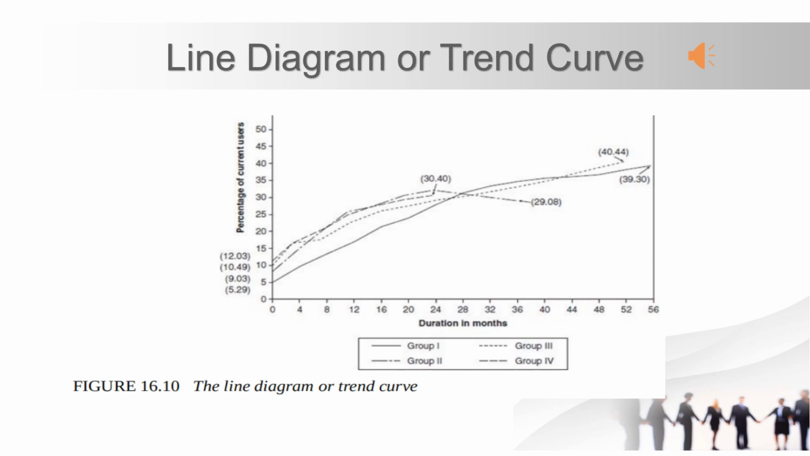Figure 16.10 is the line diagram, or the trend curve. You also have the legend there: group 1, group 2, group 3, and group 4. So you have the duration in months, and the percentage of current users. You have a corresponding line graph, and also a legend for you to be able to determine if this is group 1, group 2, group 3, or group 4.